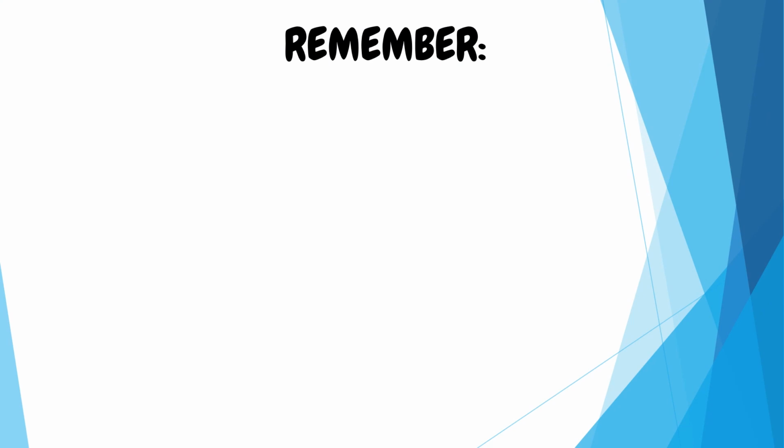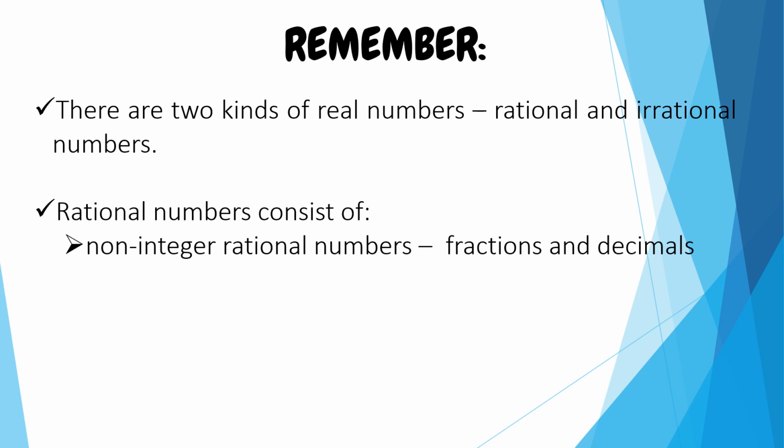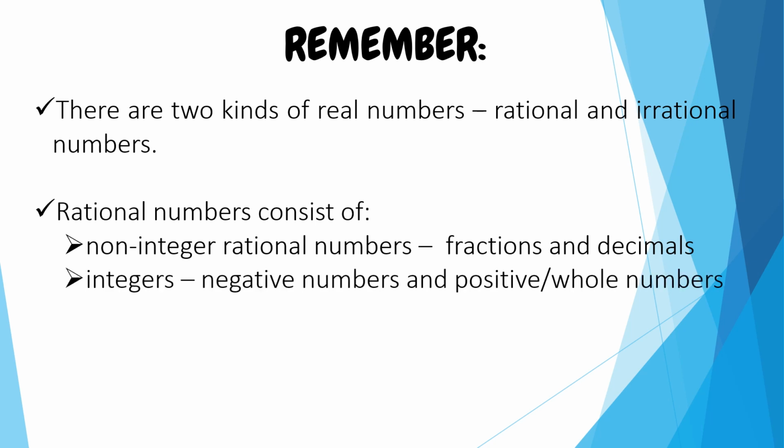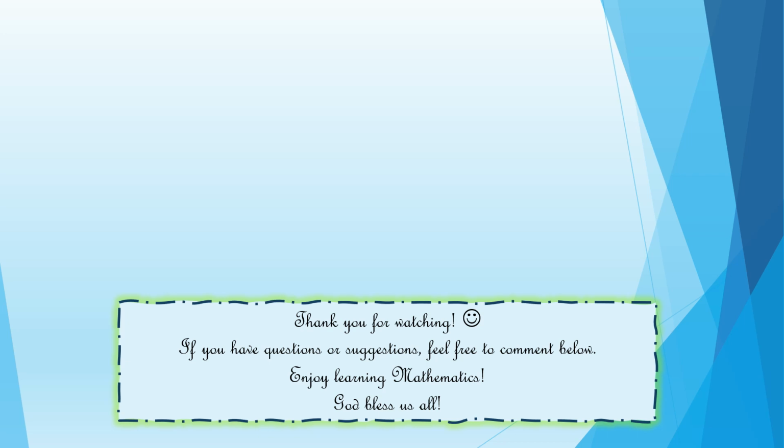Okay, so let us now summarize what we have learned in this lesson. There are two kinds of real numbers, and those are the rational and irrational numbers. Rational numbers consist of non-integer rational numbers which are classified as the fractions and decimals. Kapag naman sinabing integers, those are the negative numbers and positive or whole numbers. Under naman ng whole numbers, meron tayong zero and natural or counting numbers. So ngayon, pinag-usapan natin ang iba-ibang uri ng real numbers at kung paano ba natin nagagamit ang real numbers sa real-life situations. So sana ay may natutunan kayo sa ating lesson ngayon.